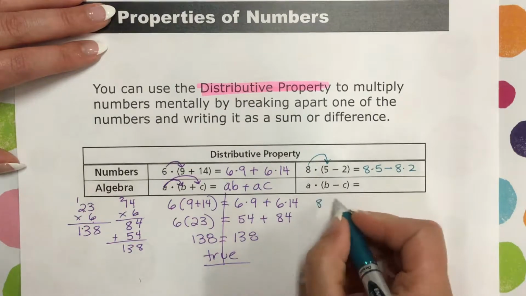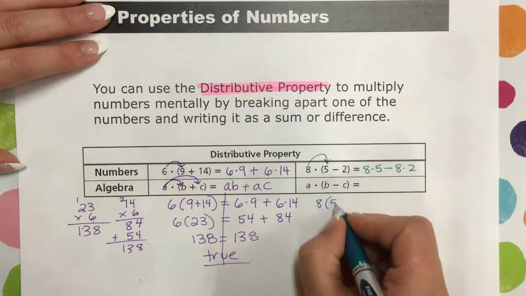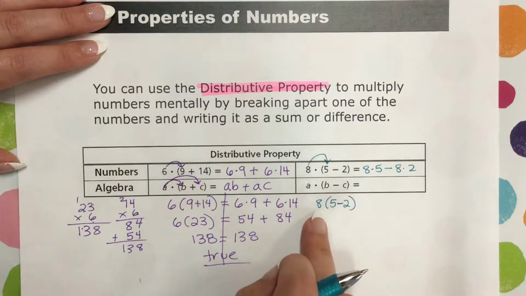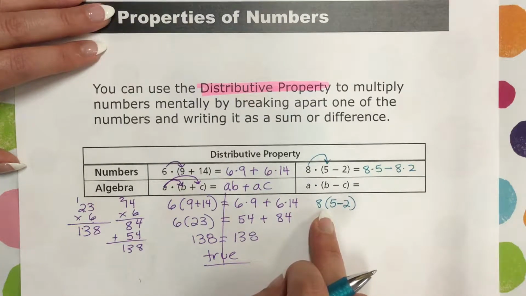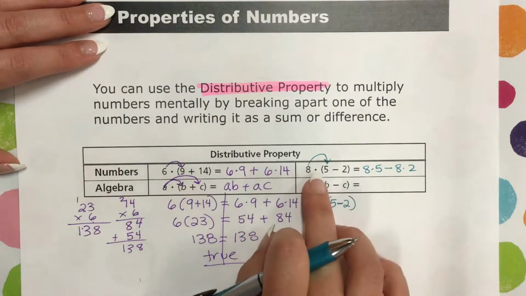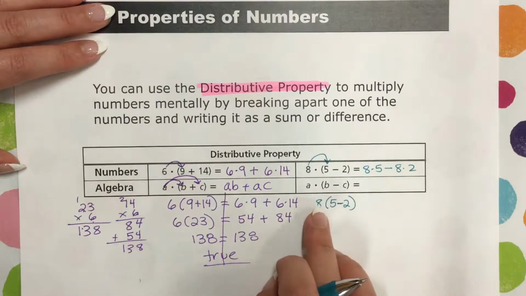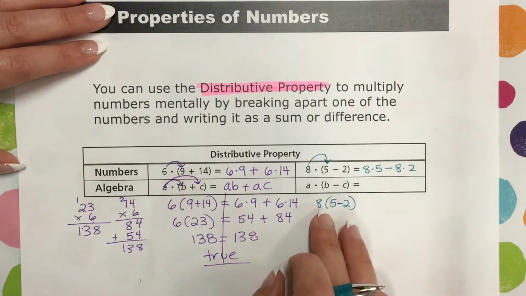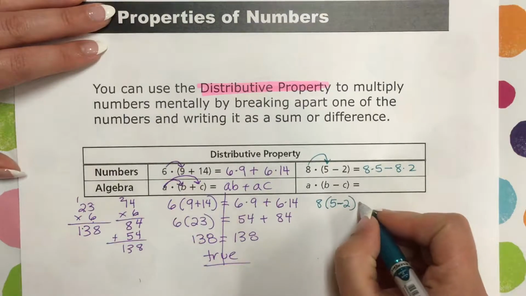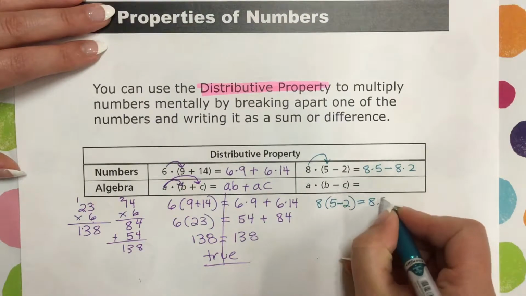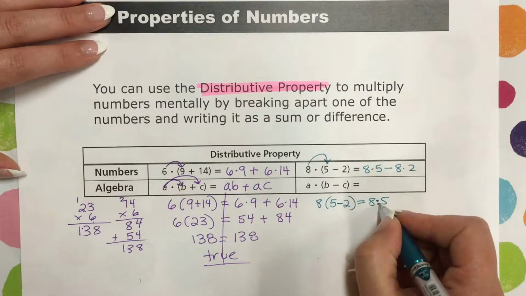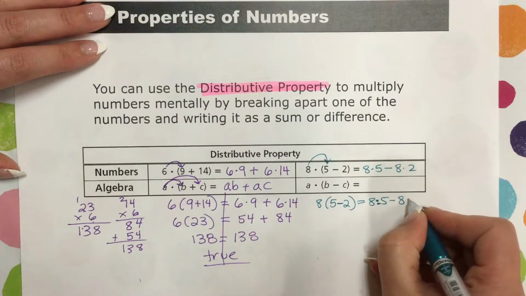So let's go down here just to make sure. We've got 8 times the quantity 5 minus 2. And see, I didn't write the little dot there, but if I just write 8 right next to the parentheses, it means the same thing. So in mathematics, it's really important to know that 8 times the quantity 5 minus 2 is the same thing as 8 written right by it without the dot. They mean the same thing. Okay, so that's a dot. That's 8 times 5 minus 8 times 2.